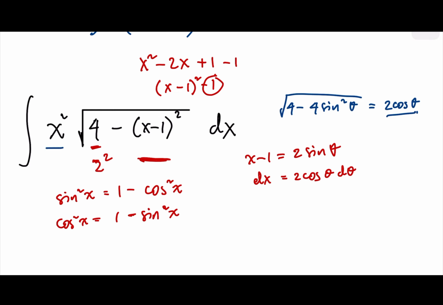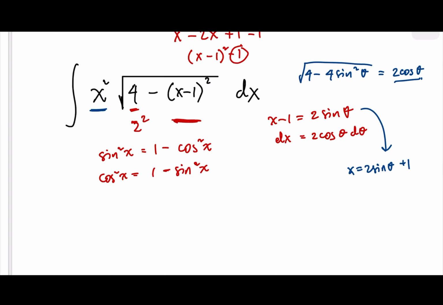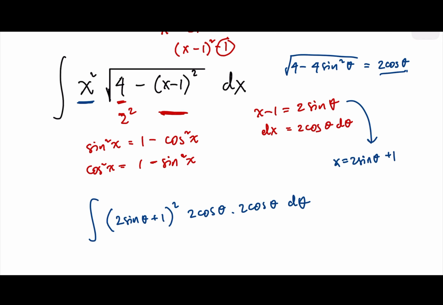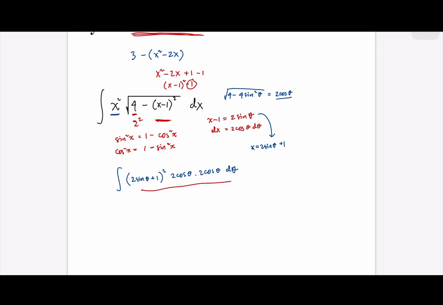And don't forget, we still have x squared here, so x squared will be coming from here. x is 2 sine theta plus 1, and we need to square this. It's a little bit complicated, but I assure you that we can still solve it, although it's really long. So we will have this squared, then 2 cos theta, and then multiply with 2 cos theta d theta. I think you can try to solve this by yourself and see how long it will be.